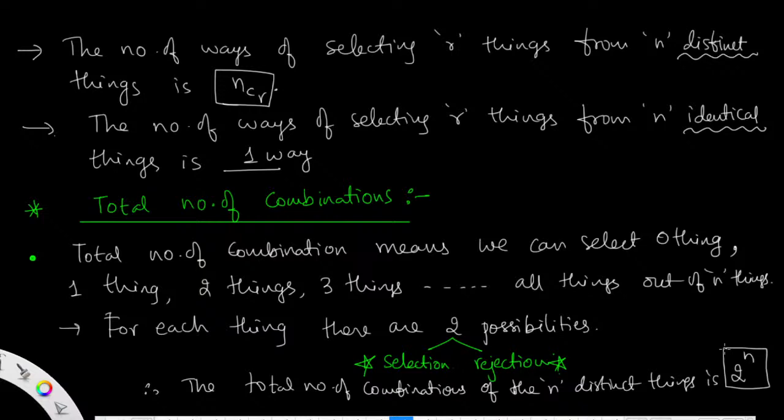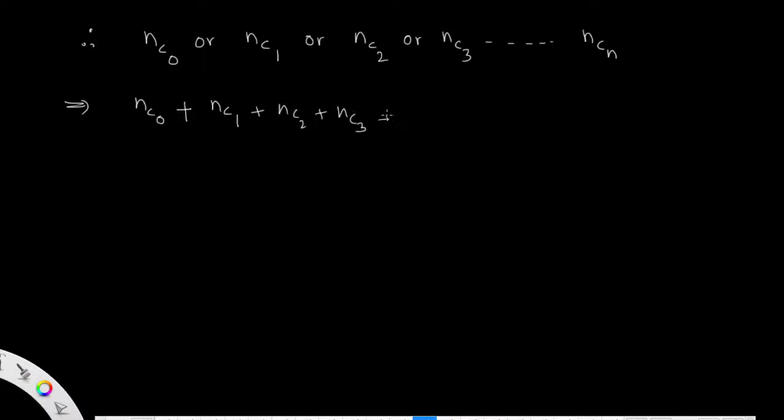Out of n distinct things, there are two possibilities, either selection or rejection. If you are doing selection, that is nC0, nC1, nC2, nC3, and so on up to nCn. If it is rejection, it means 0 ways. So how many ways do we have in total? 2 to the power of n. Selection is nC0, or taking nC1, taking two things, taking three things, taking n things. If it is 'or', we add; if it is 'and', we multiply. So it is nC0 plus nC1 plus nC2 plus nC3 plus so on up to nCn.